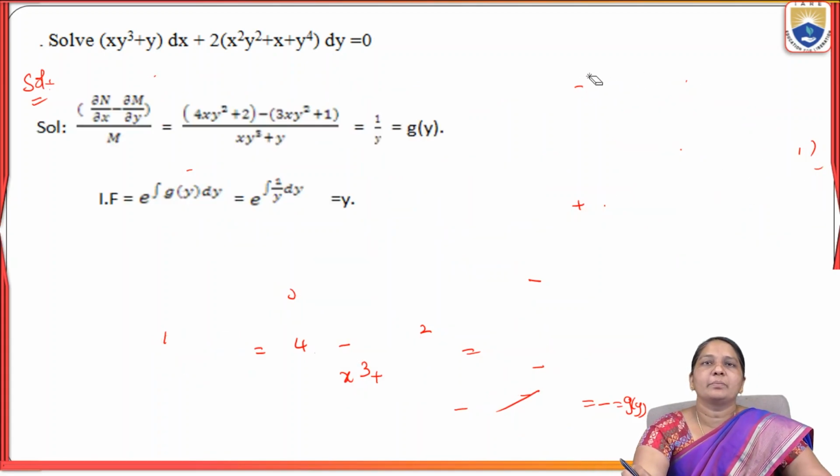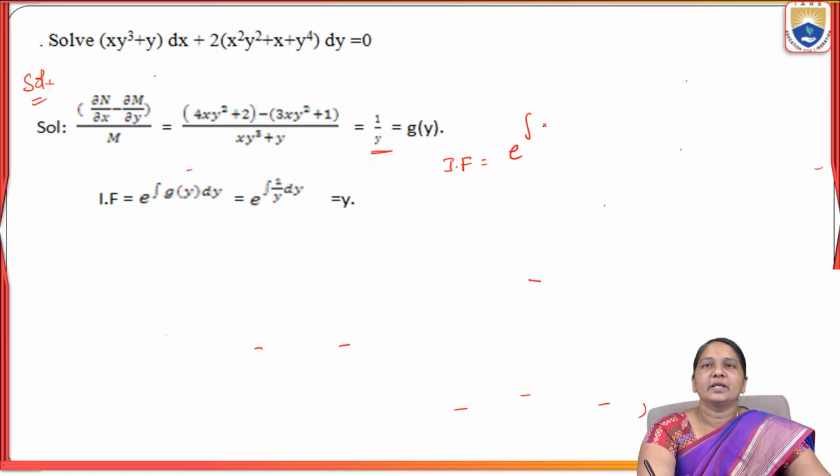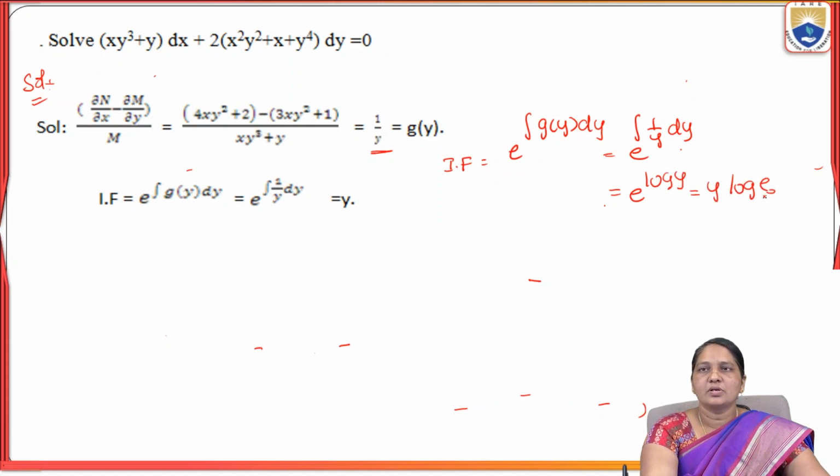So ∂N/∂x minus ∂M/∂y, divided by M, we got 1/y. So now we can calculate the integrating factor. The integrating factor is e^(∫g(y)dy). The g(y) value is 1/y, so ∫(1/y)dy gives e^(log y). You can write this as y log e base e. So finally the integrating factor value is y.